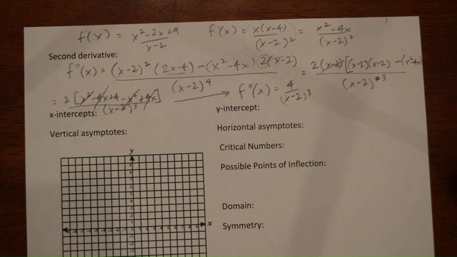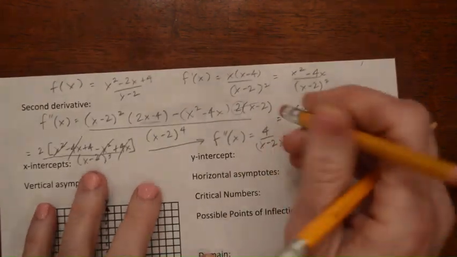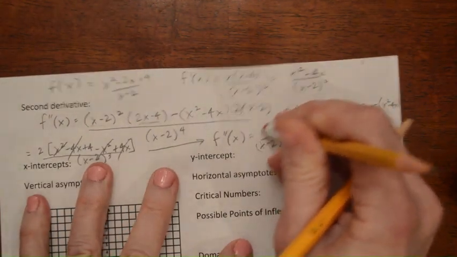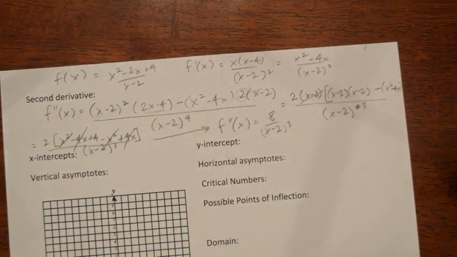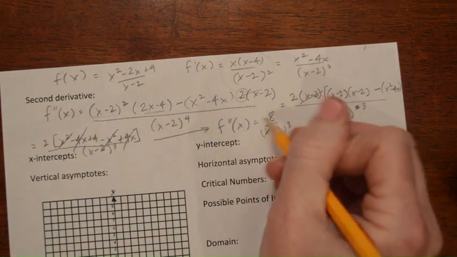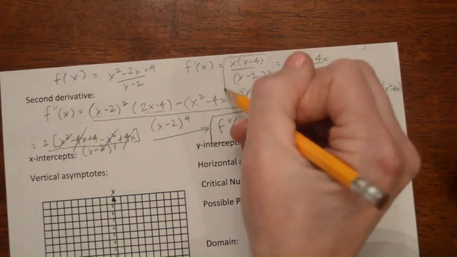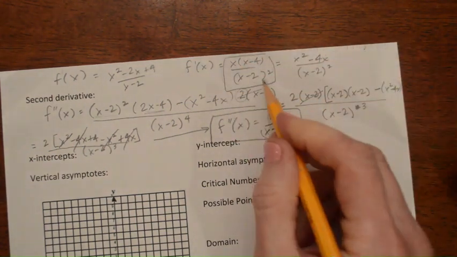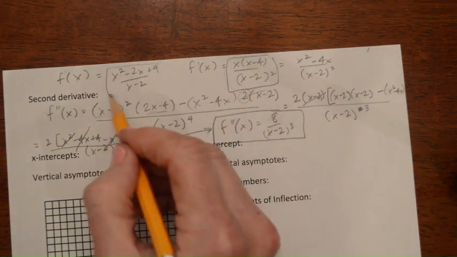Okay, x-intercepts. Sorry, I'm wrong about that. I forgot that 2 right there. This should be 8 times x minus 2 cubed. All right, so we have f double prime, and then we have f prime. From now on out, I'm going to use this one. That'll help with the intercepts and other things, and then this was the original function f.